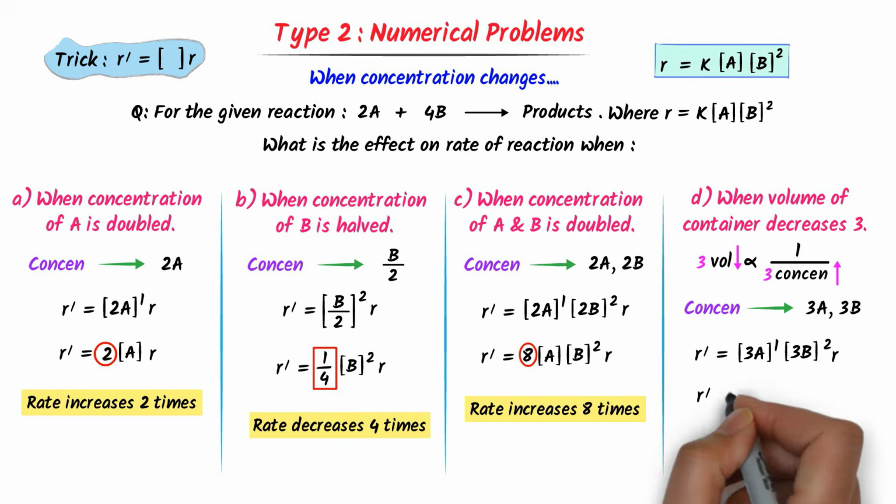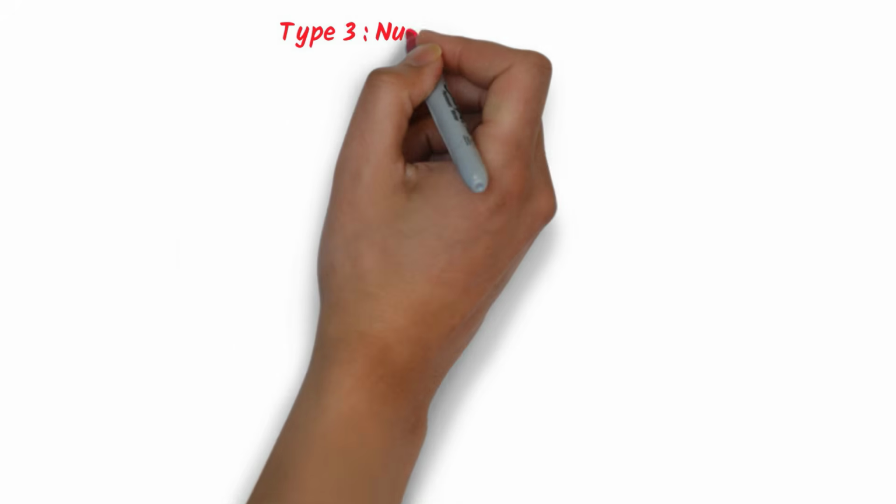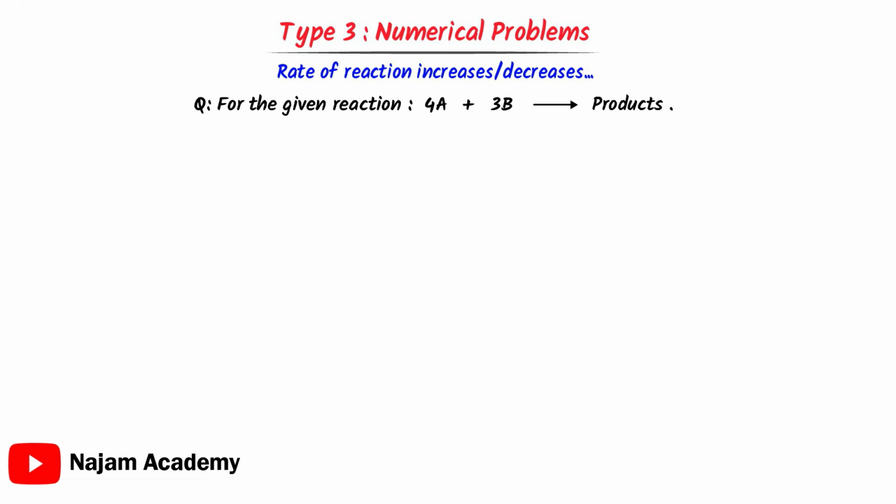After calculation, I get this result. Thus rate of reaction increases 27 times when volume of the container decreases 3 times. Therefore, using my personal trick, you can instantly solve type 2 numerical problems. Now we will learn type 3 numerical problems. In these types of numerical problems, the rate of reaction increases or decreases. For example, consider this numerical problem.